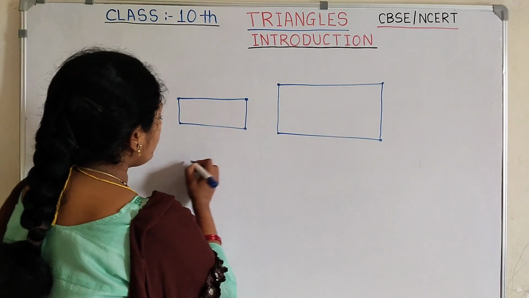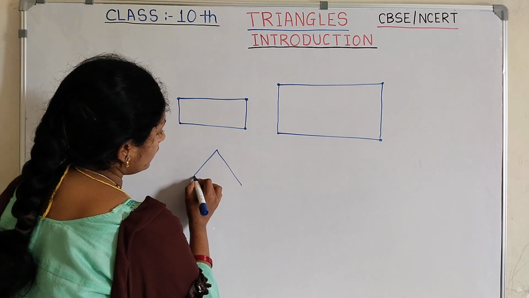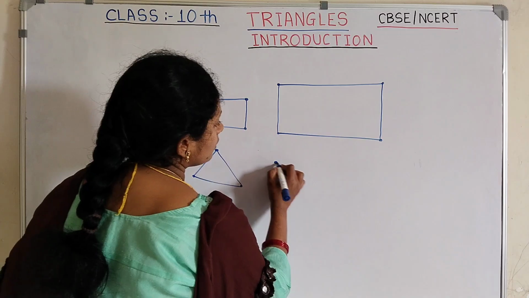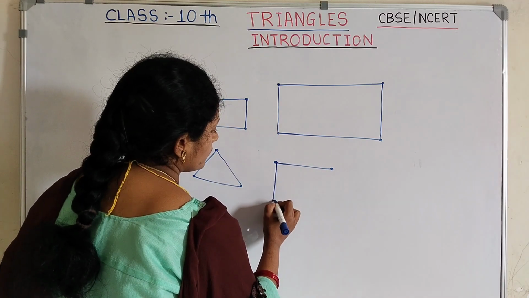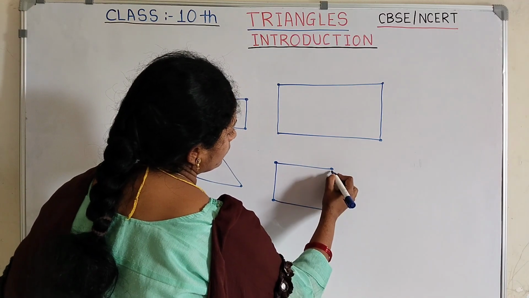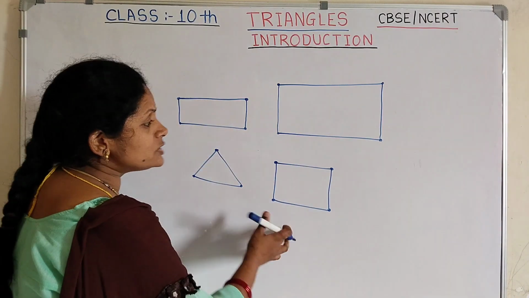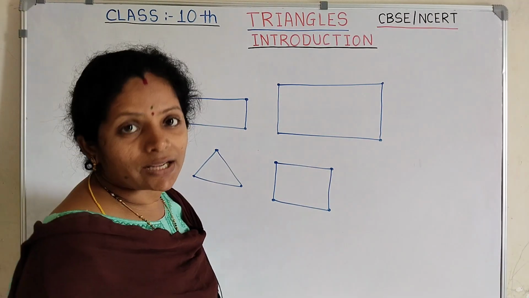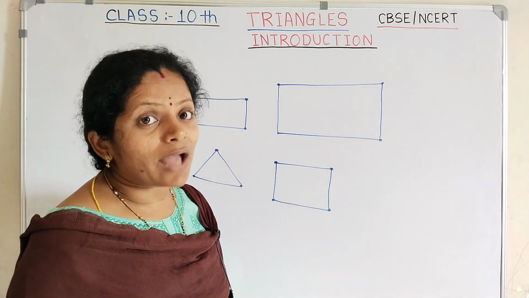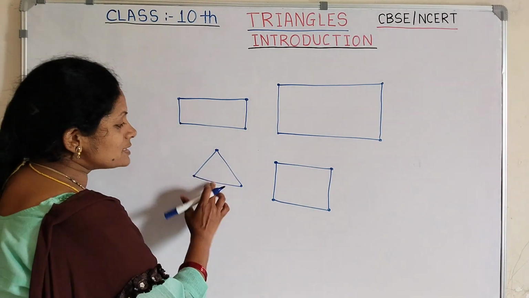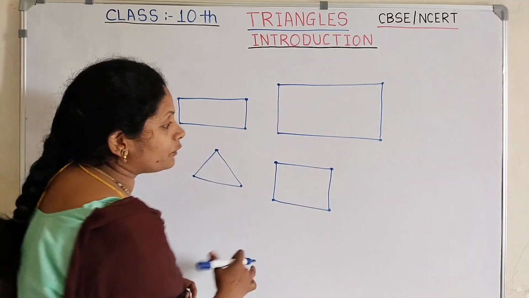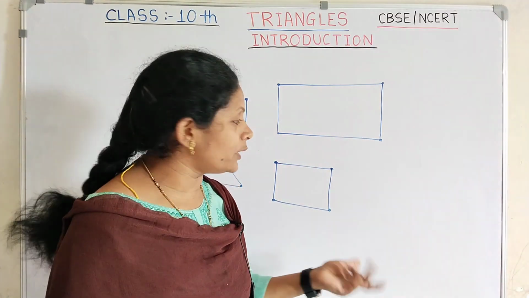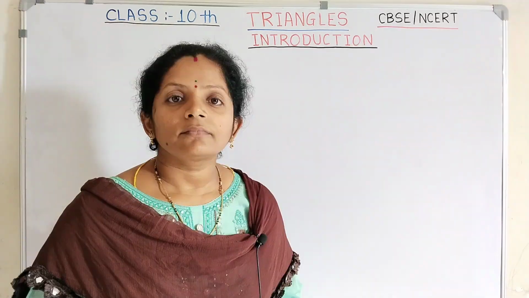Suppose we draw a triangle and second one a square. Can we say that these two are similar figures? No, not at all, because their shapes are different, meaning the number of sides is different. Here the number of sides is 3, here the number of sides is 4. So these two are not at all similar. They are neither congruent nor similar.